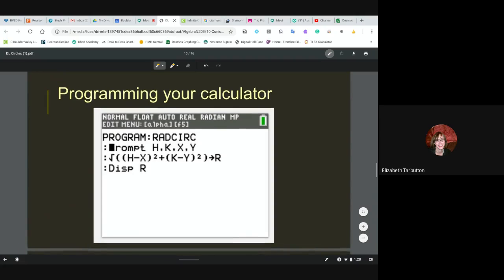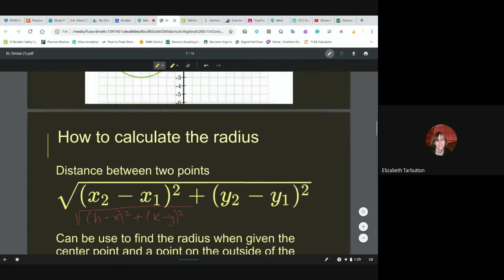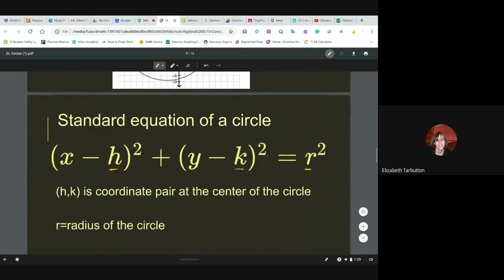Really quickly, before we do that, I wanted to show you that you could program the distance formula into your calculator. If you click on this image, it will take you to a video to walk you through how to make the program. If you feel pretty confident on how to make your program, you can go ahead and just use this information to make your program for finding the radius. I'm using that distance formula up here, which could come in really handy for your Khan Academy, make it go a little quicker for you.